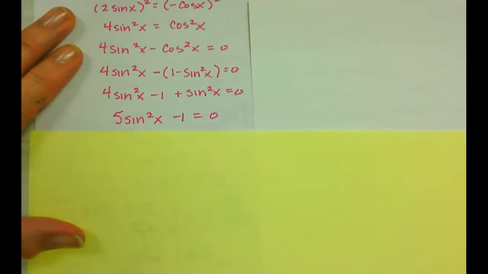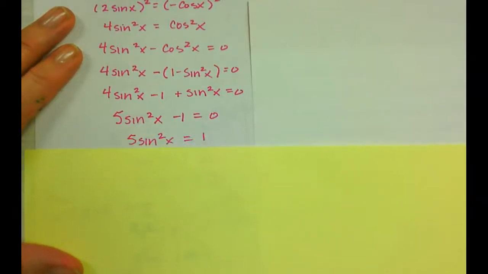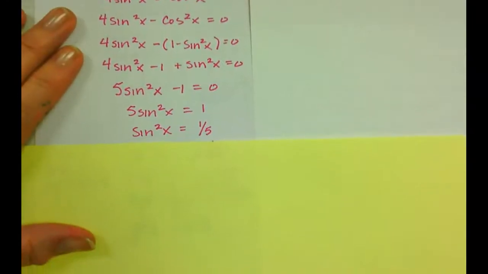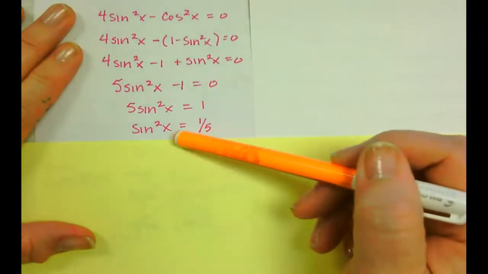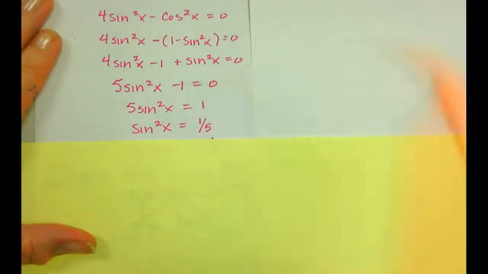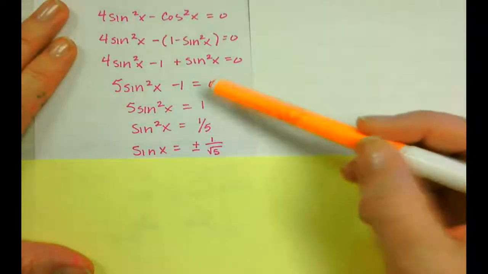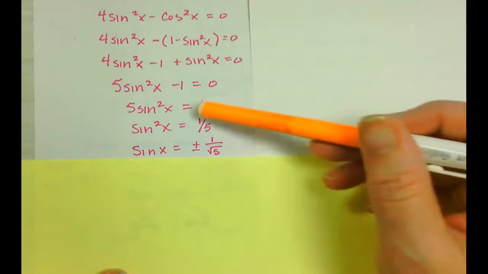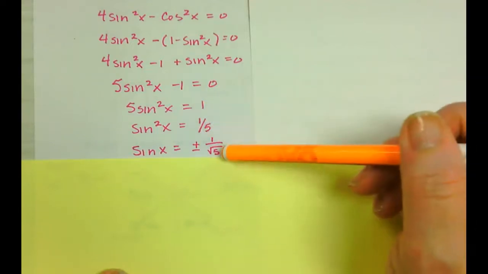And so then I'm going to isolate sine squared. So I'm moving the 1 over and dividing by 5. Now notice I have sine squared x, not sine x. How do I get rid of sine squared x? Well, I take the square root. So when I take the square root, remember that right here you're going to put plus or minus. And then the square root of 1 is 1. The square root of 5 is square root of 5.